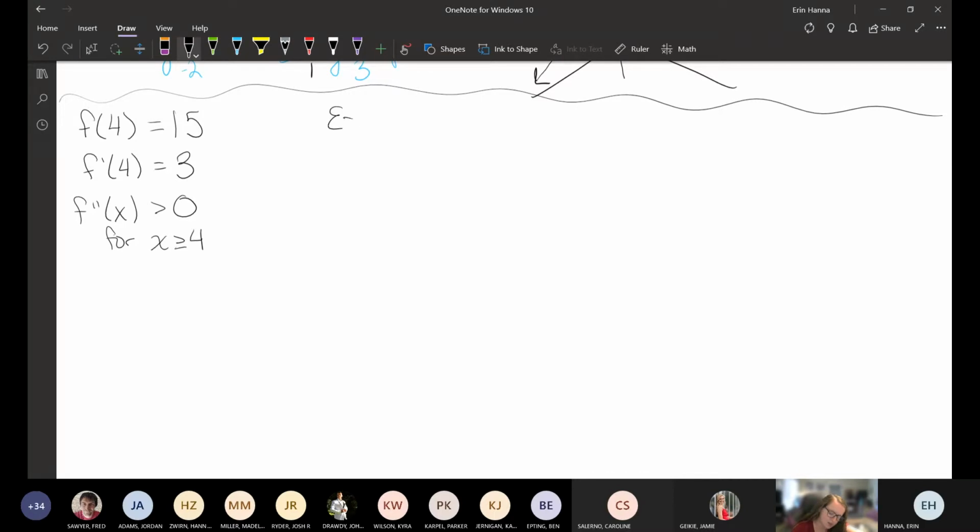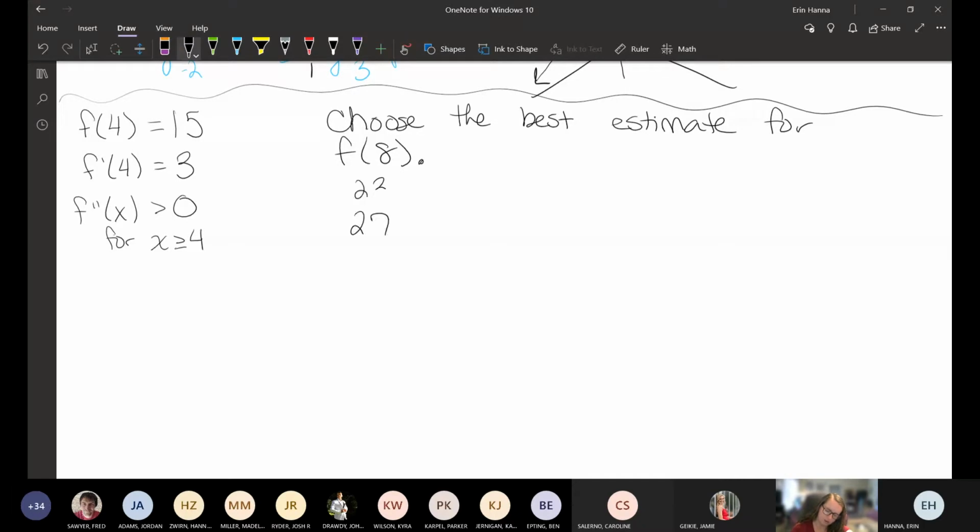And then you're asked to choose the best estimate for, let's say, f of 8. And then it's technically a multiple choice question. So let me see. 12. Sure. And so these would be your 3 options and you kind of have to pick the best one.